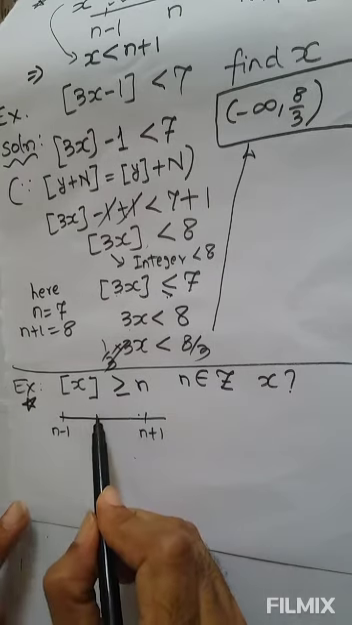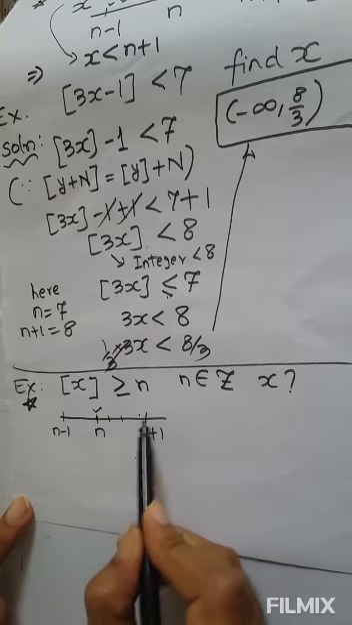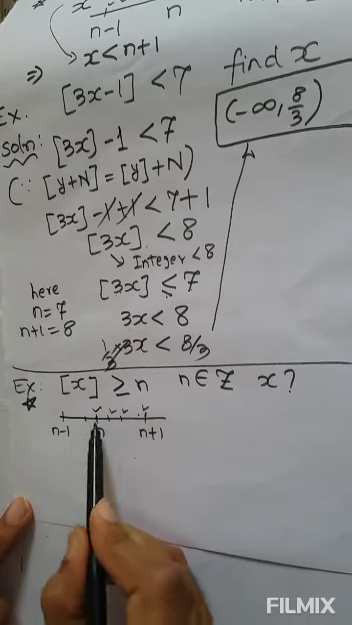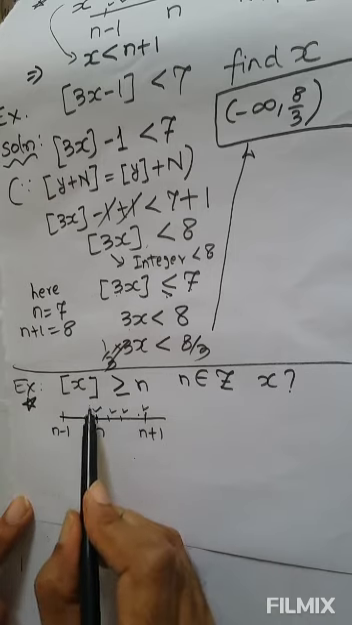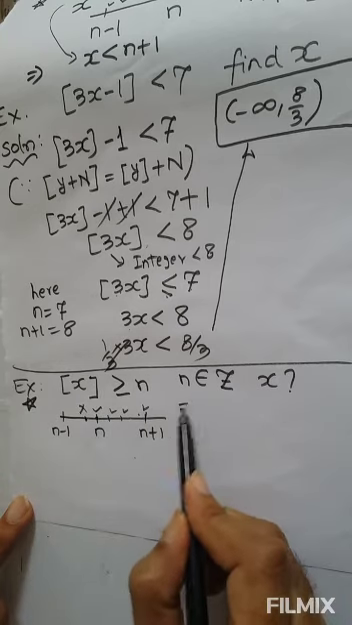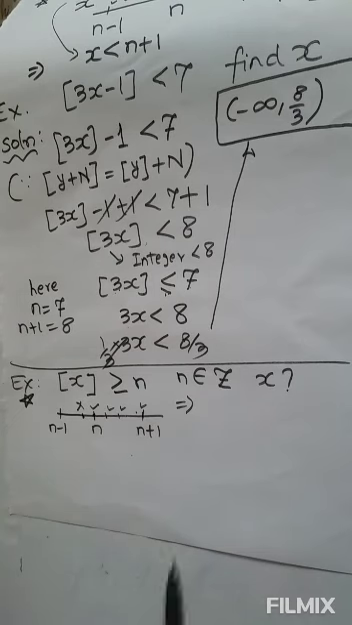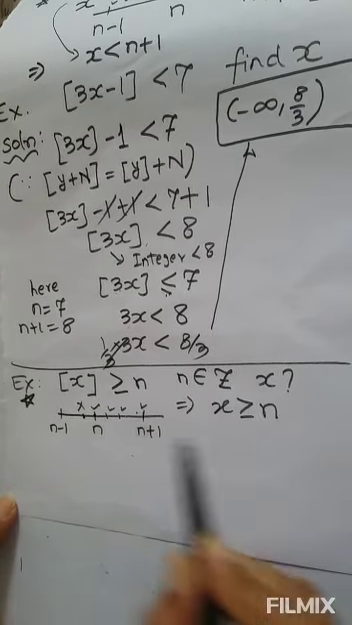So if we check at n, it will satisfy. Slightly greater than n, it will satisfy. n plus 1 also satisfies. If you reduce it slightly lesser than n, then the greatest integer becomes n minus 1, so it won't satisfy. So clearly we can say that the solution of this is x greater than or equal to n.